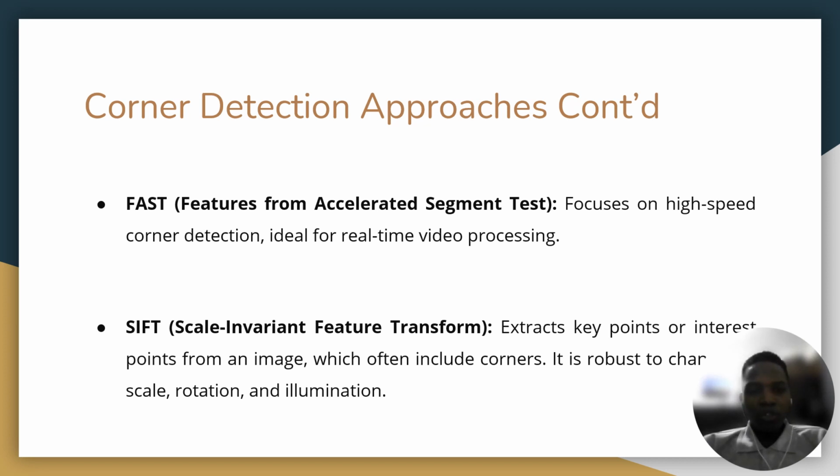The next one is called SIFT, or Scale Invariant Feature Transform. This particular approach extracts key points or interest points from an image, which often include corners. It is robust to changes in scale, rotation, and illumination.